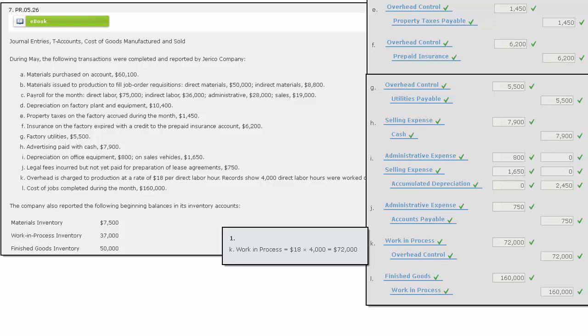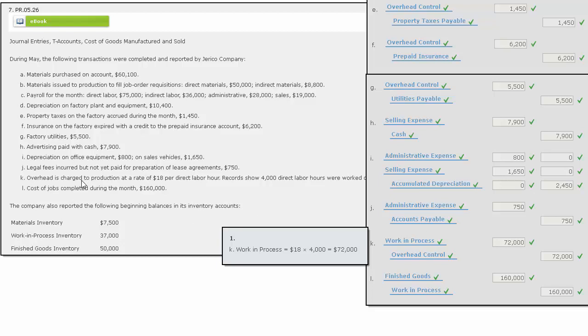Now, entry I has nothing to do with manufacturing, so it's not going to impact a manufacturing overhead account at all. And you can see right here we've got the debit to administrative expenses and selling expenses and a credit to accumulated depreciation, which is what you would expect. We always use a contra depreciation account, and you learn that from your financial accounting course. Entry J, legal fees incurred but not yet paid, another administrative expense that gets accrued. So we're going to use the offset account of accounts payable to show that obligation until we pay it.